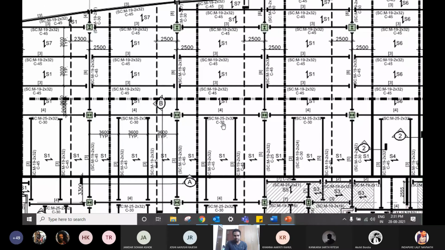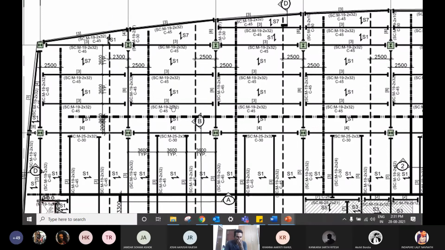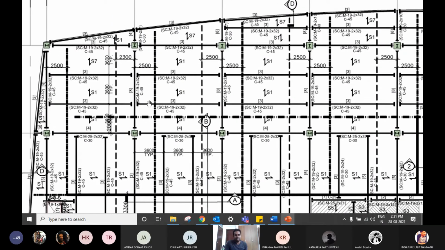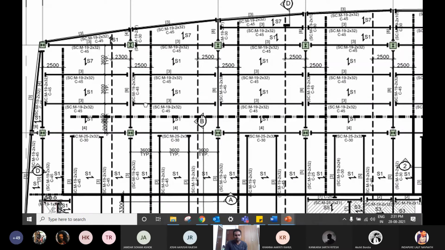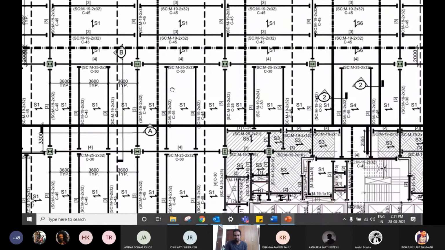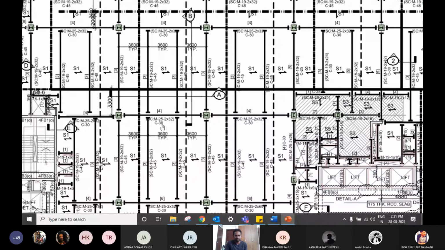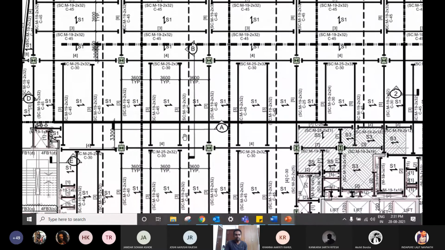I think here the camber is 30 mm. In some places, see here, it's 45 mm. Basically there are like 4 secondary beams connecting here, and the loading could be kind of high also. So you have camber which is more, 45 mm here, compared to other places where it has 30 mm. And typical spacing between a primary beam and a secondary beam, and in between the secondary beams, is around 3.6 meters.